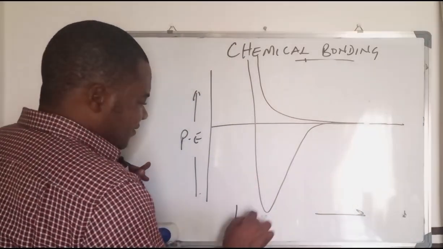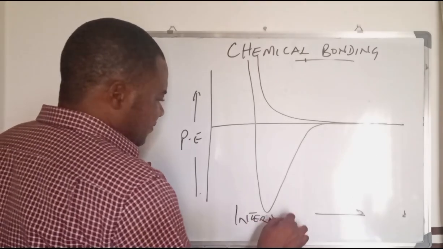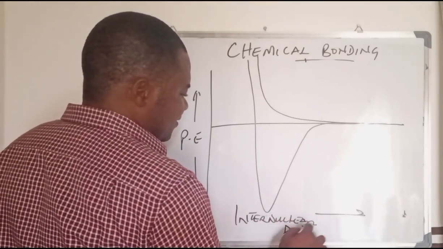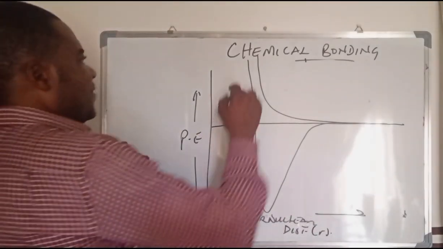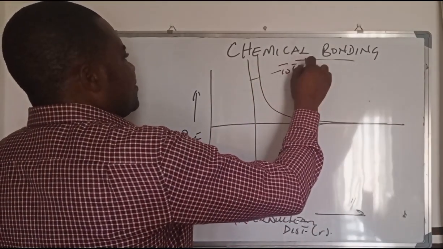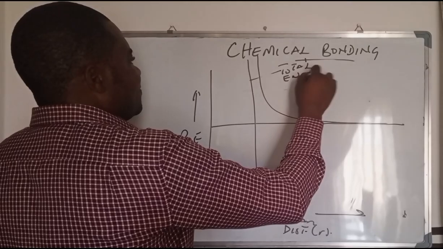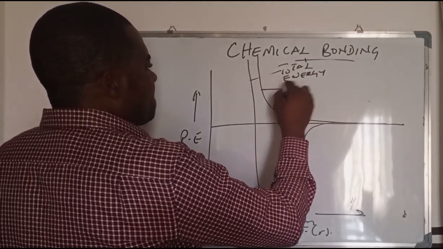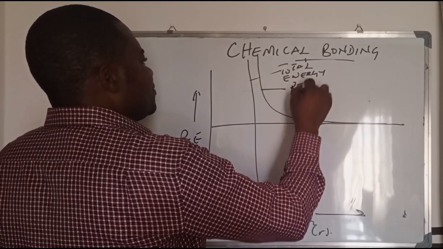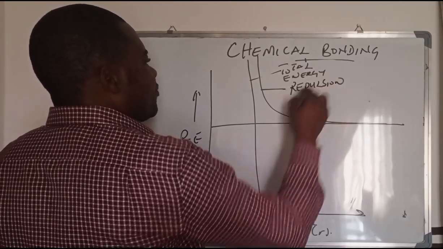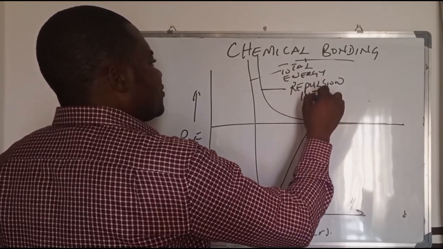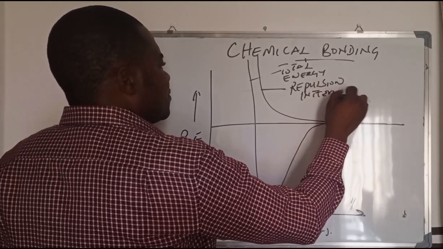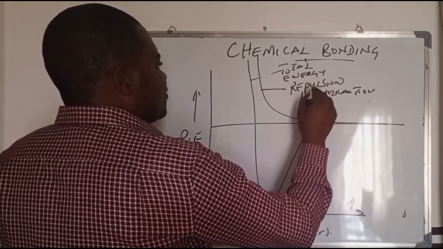your internuclear distance arrow. Now this is the total energy of the system, and this of course is the repulsion. This is the repulsion interaction.